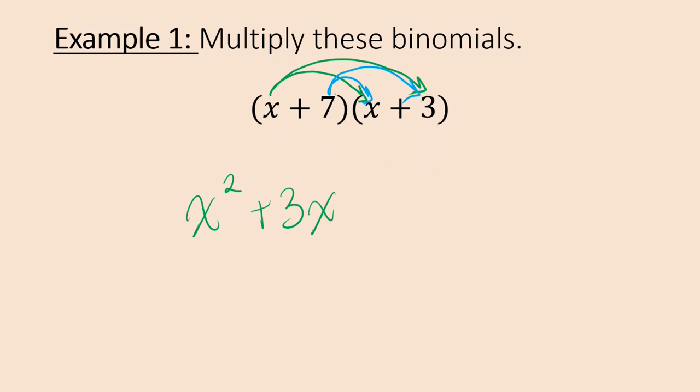Now we're going to look at the 7. So I have 7 times x. What does that give me? That's 7x, positive, so plus 7x. And then I have 7 times 3, which is 21, positive 21.